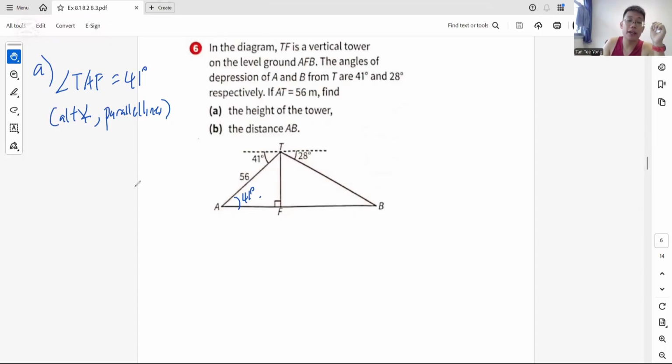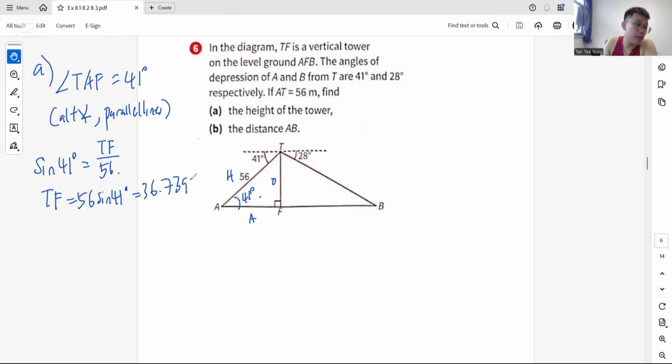So how do we find TF, which is the height of the tower? We're going to use SOH CAH TOA. This is opposite, this is hypotenuse, this is adjacent, so we are going to use sine. Sine 41 degrees equals TF over 56. So TF is equal to 56 times sine 41 degrees, which gives us 36.7393, rounded off to 36.7 meters, 3 SF. Okay, so this is for part A.